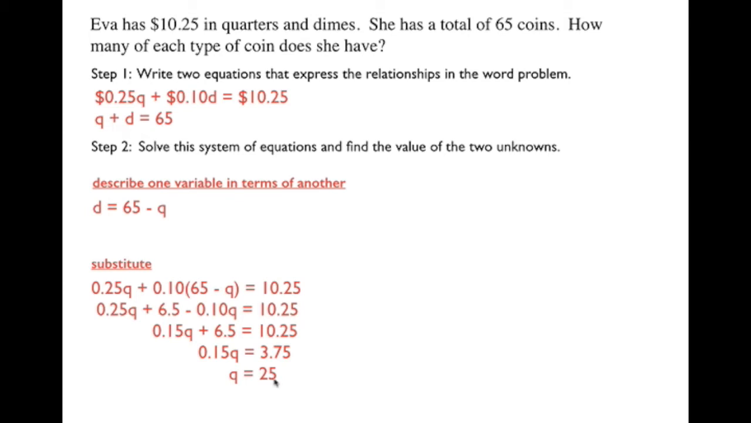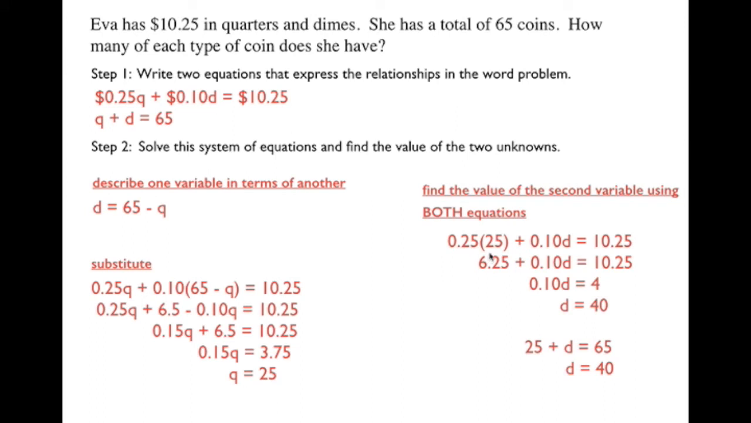Now I'm not done because I need to find the number of quarters and the number of dimes. So I'm going to use the quantity 25, and substitute that back into q in both equations. And when I do that and solve for d, I find that d equals 40 for the first equation and d equals 40 for the second equation. So I can come to the conclusion that Ava has 25 quarters and 40 dimes.